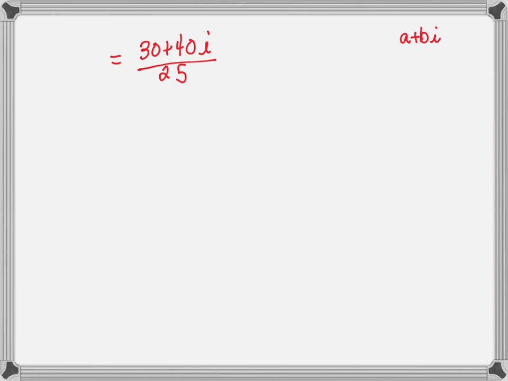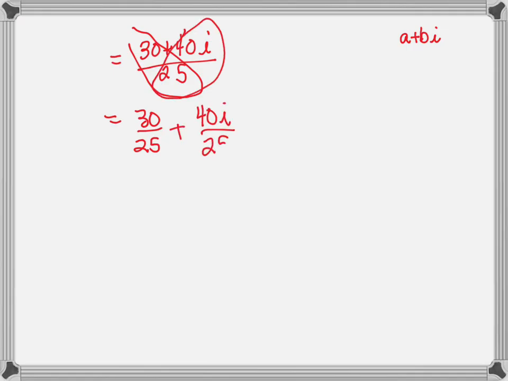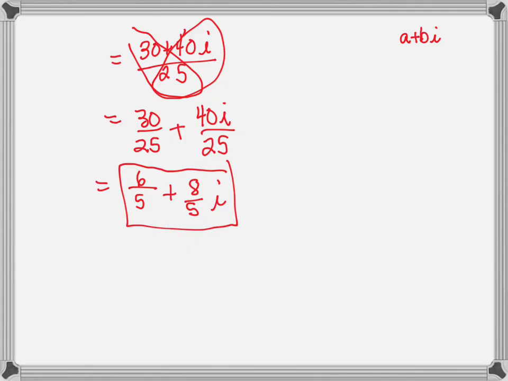Okay, so now we need to put this in complex number form, which is a plus bi. And the easiest way to do that is to separate this into two parts. So I'll take 30 over 25 plus 40 over 25i. And now we can simplify these fractions more easily. 30 over 25, we can cancel out 5s. 30 divided by 5 is 6. 25 divided by 5 is 5, and that reduces to 6/5. And then if I look at 40 over 25, I can again cancel out 5s. And 40 divided by 5 is 8. 25 divided by 5 is 5. So I have 8/5 i. So this simplifies to 6/5 plus 8/5 i.